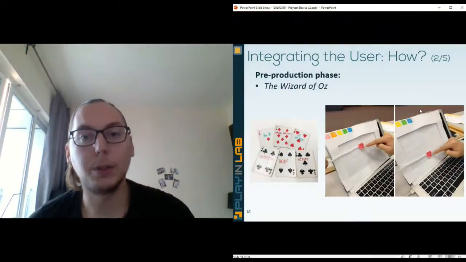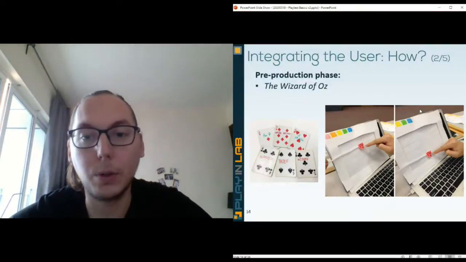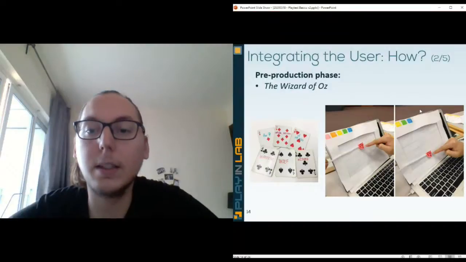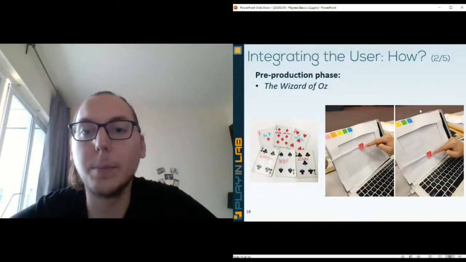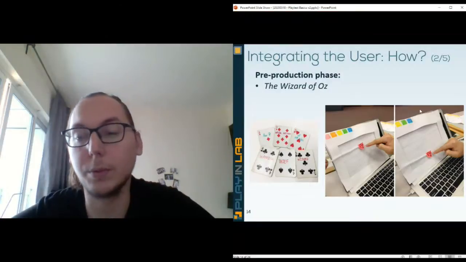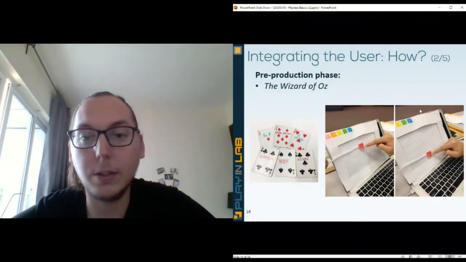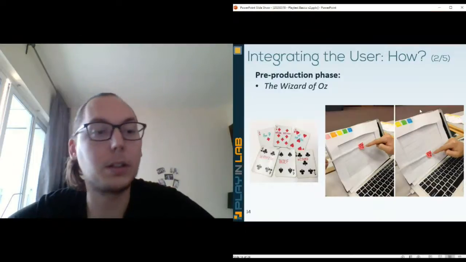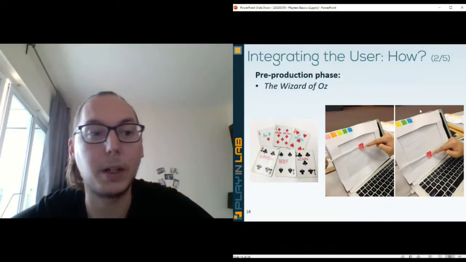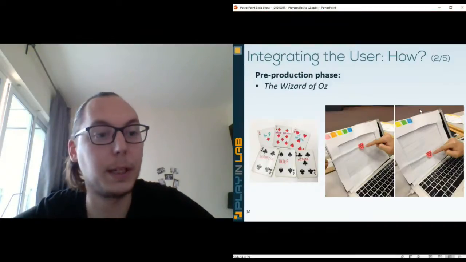You can also, during the pre-production phase, use a methodology that is called the Wizard of Oz. So the concept is if you can build or create any kind of cardboard version of the game without starting developing anything, you can actually test some features of the game and see if it works and where could be the problems that your future user may encounter.